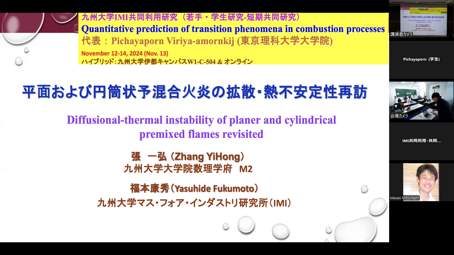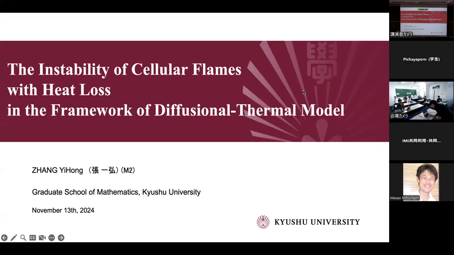And my name is Zhang Yihong. In Japanese, I have kanji shime chou iko desu. And this is master student in Graduate School of Mathematics, Kyushu University. And I will talk about the instability of cellular flames with heat loss in the framework of diffusional thermal models.